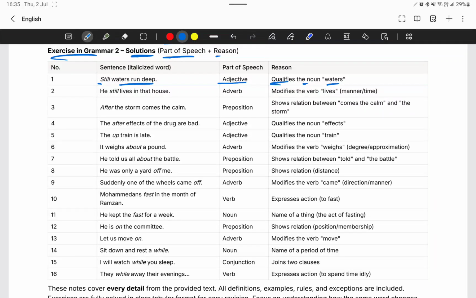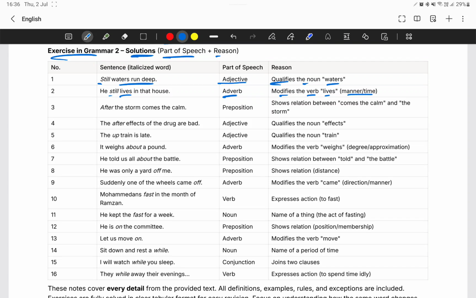He still leaves. Here 'leaves' is a verb, as we know. 'Still' modifies the verb 'leaves', that's manner or time. So when a word modifies or adds a meaning to the verb, then it is an adverb.